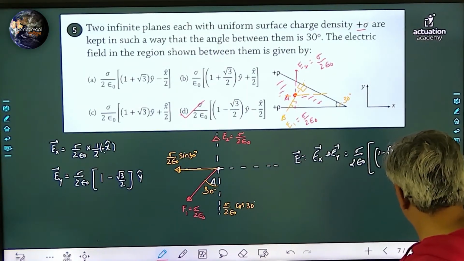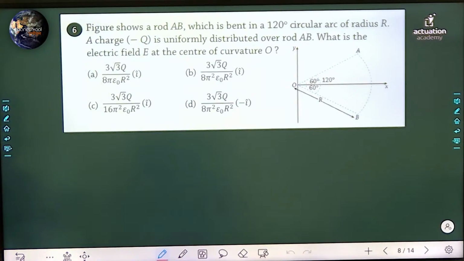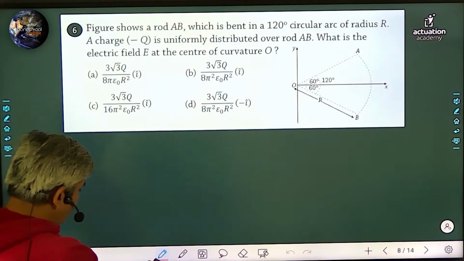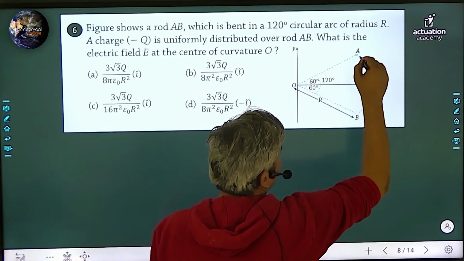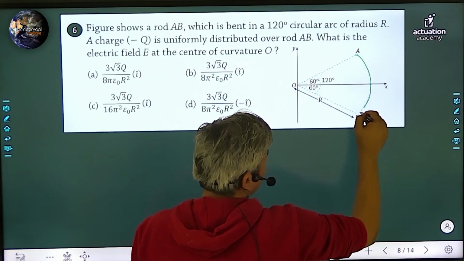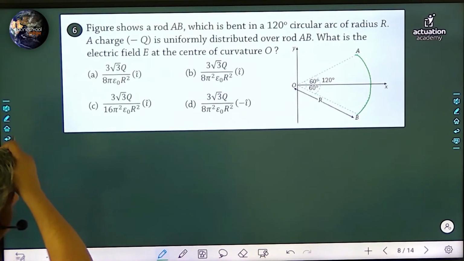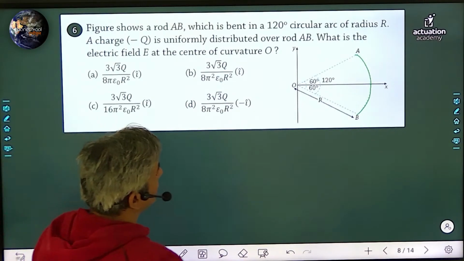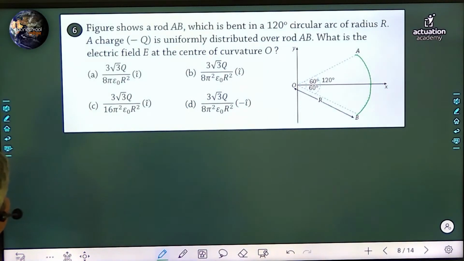Now let's move to question number 6 here. This figure shows a rod AB, which is bent in a 120 degrees circular arc. So this has been bent with radius r. A charge minus q is uniformly distributed over rod AB. What is the electric field E at the center of the curvature?